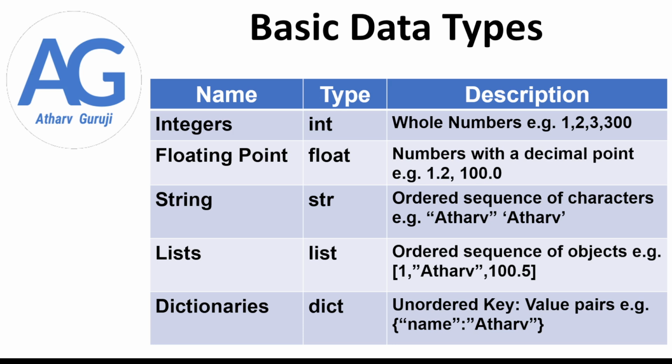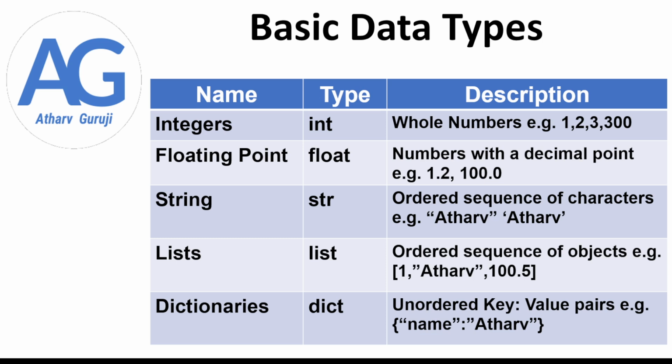And list type is list. So list is ordered sequence of objects. For example, in square brackets 1, in double quotes athav, comma 100.5. Simple.